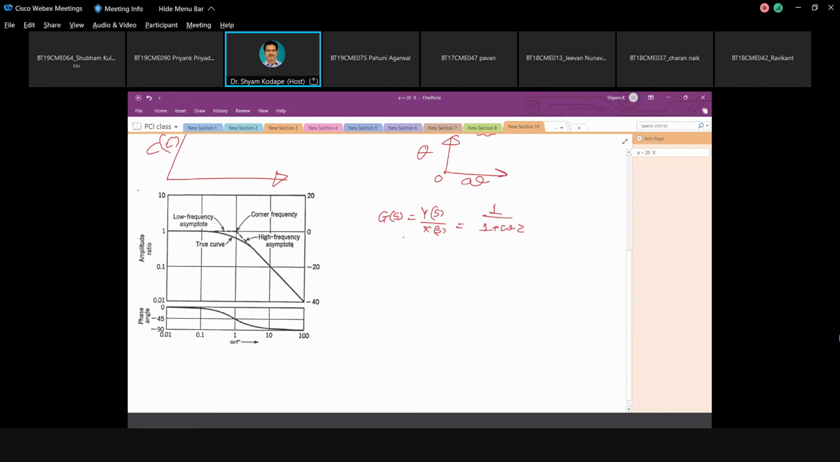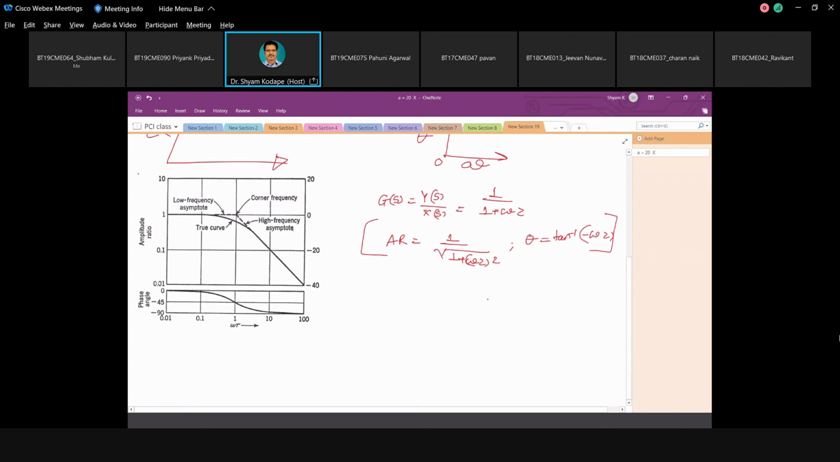When it is subjected to a sinusoidal change, in this case the amplitude ratio will be 1 upon under root 1 plus omega tau square, as we have just defined, and theta comes out to be tan inverse of minus omega tau. My system is first order. When x(t) is equal to A sin omega t, by substituting all these things you will get the amplitude ratio and theta. We have already derived this in the past.